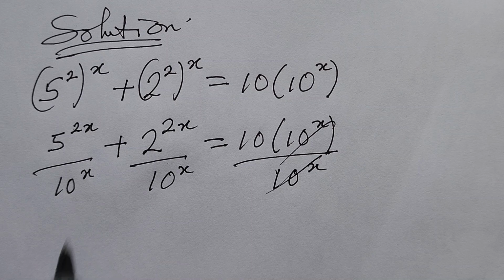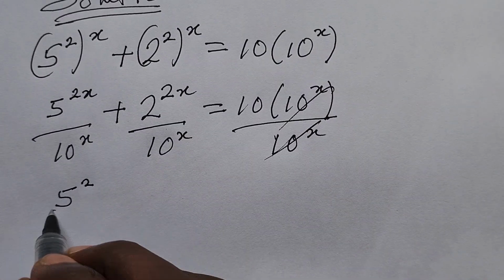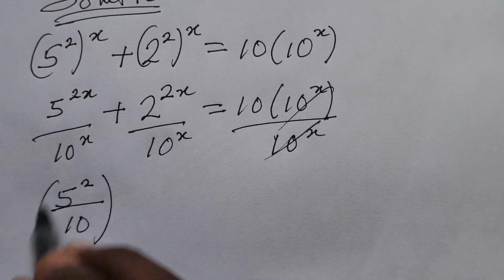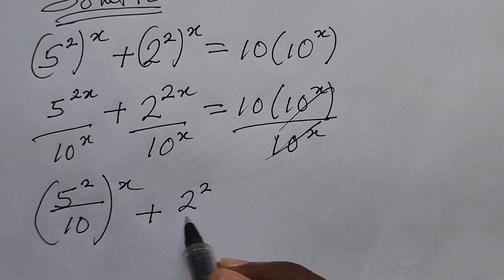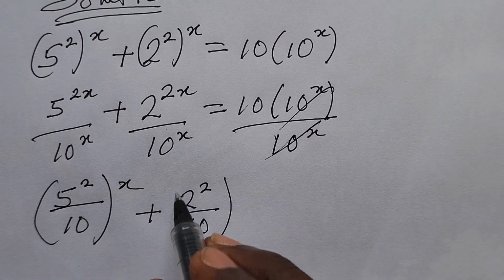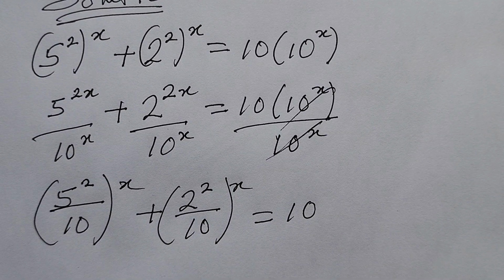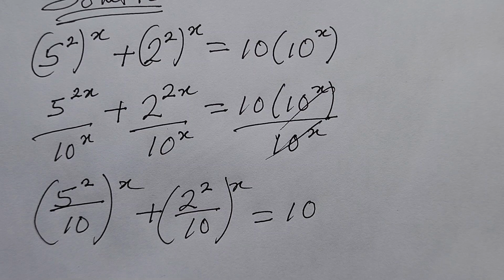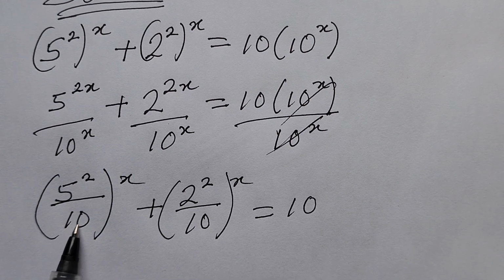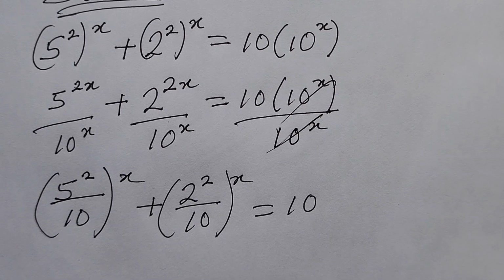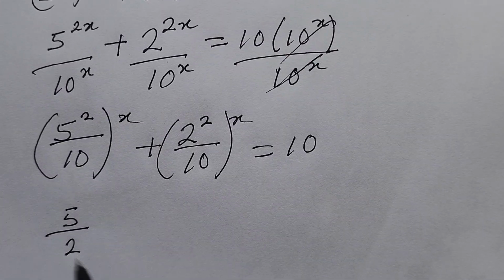So what we do here now is this. This can be written as 5 to the power of 2 all over 10, all to the power of x, plus 2 to the power of 2 all over 10, all to the power of x. This is equal to 10. Is there anything common between this and this? Yes. 5 can divide this and 2 can divide this, right? So if we use 5 to divide this, we are left with just 1 5. We use 5 to divide it to give us 2. So this is going to give us 5 all over 2, right?